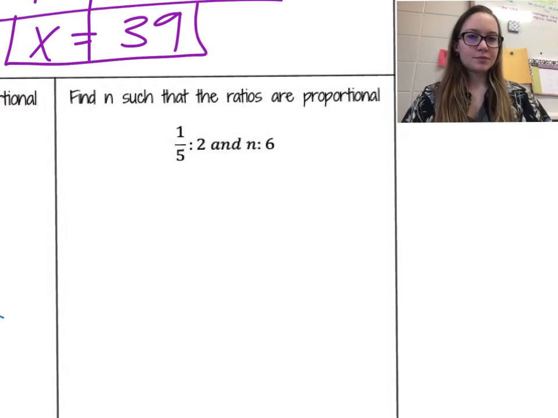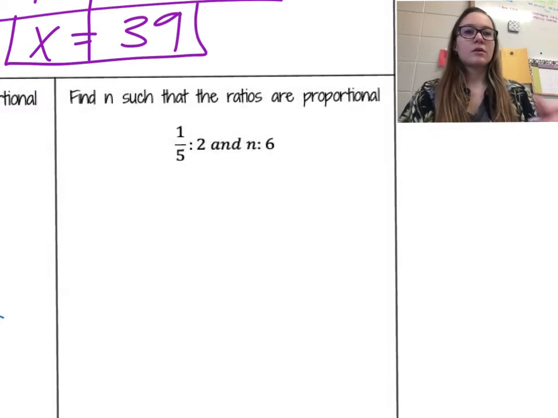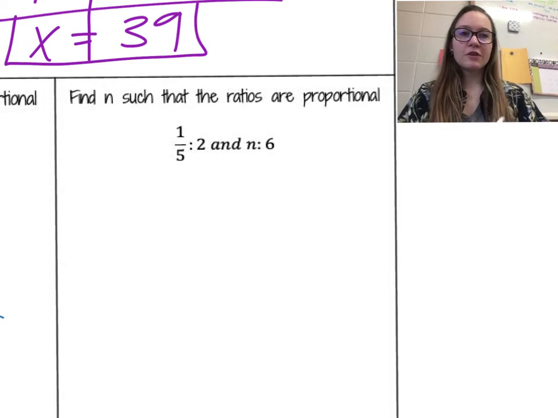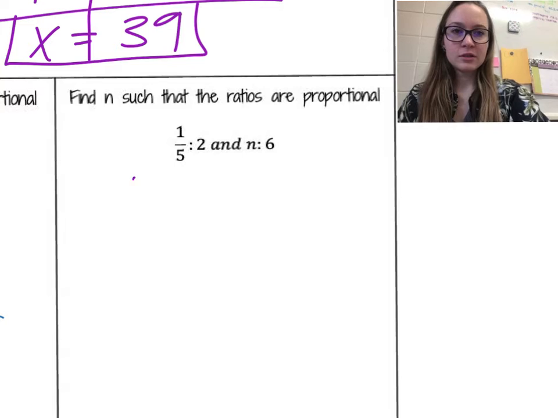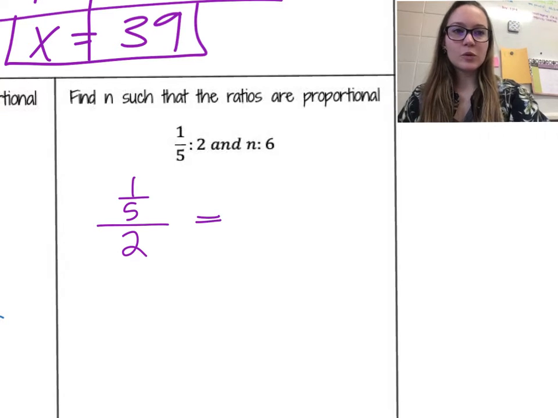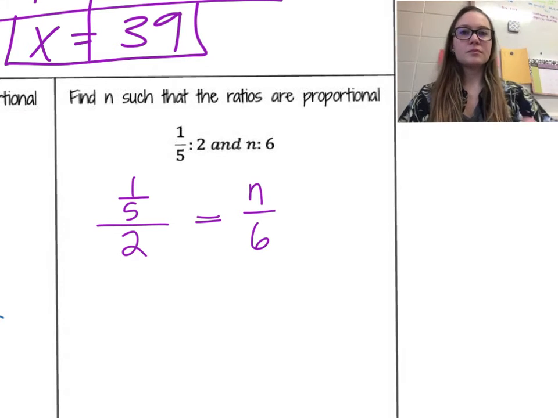Okay, so it's going to get a little crazy, and then it's going to be okay. So just hang in there with me. Okay, so I have the ratios 1/5 to 2, and I want it to be proportional to the ratio n to 6. So I write the first ratio as a fraction, so 1/5 over 2, and set it equal to the other ratio as a fraction, n over 6.